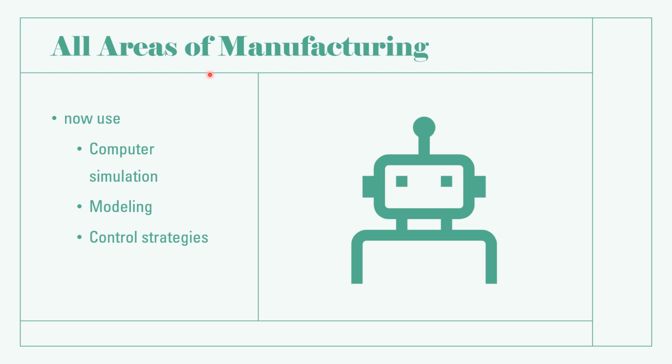Then we look at all areas of manufacturing, what's happening in these areas. We can say we're using computer simulation, modeling, usually for prediction and control. Control is very important. If you cannot control any of the manufacturing processes, it's not going to be good. Simulation, modeling, and control, so these are the strategies that we use in today's manufacturing.